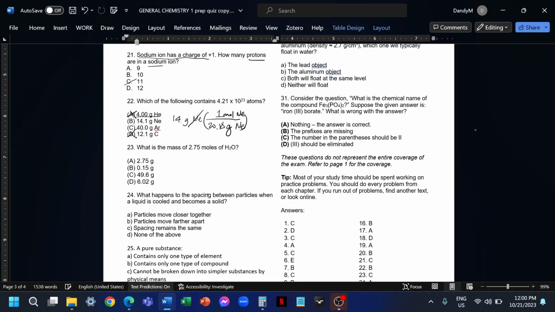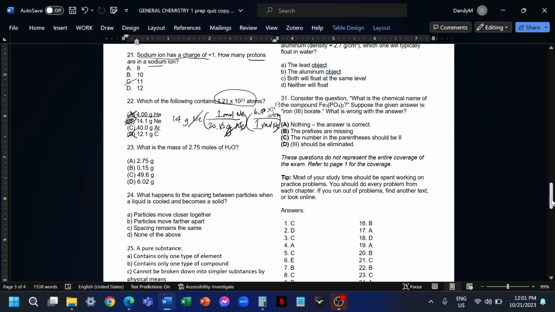So right now the grams or the mass is converted to the number of moles, and then from the number of moles, we convert it to the number of particles. And again, for every 1 mole of neon is always equal to 6.02 times 10 to the power of 23. Then if you solve this one, this is actually equal to this number over here. So the answer for number 22 is letter B, 14.1 grams of neon.